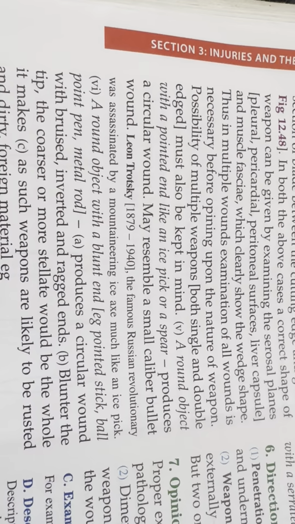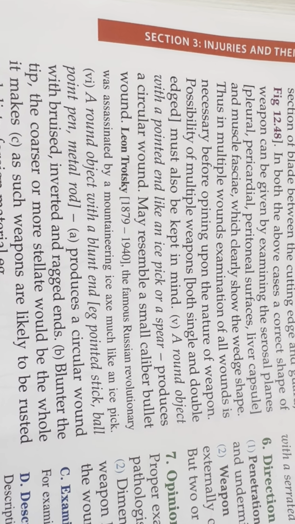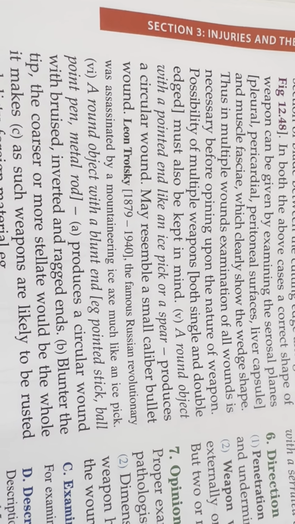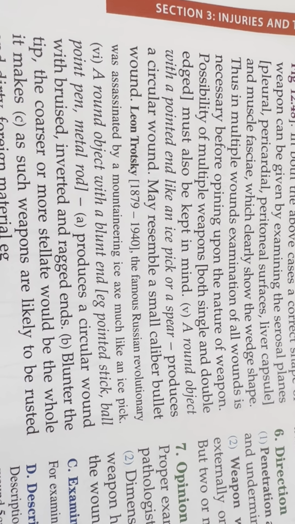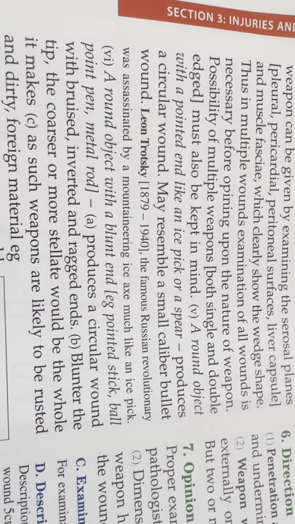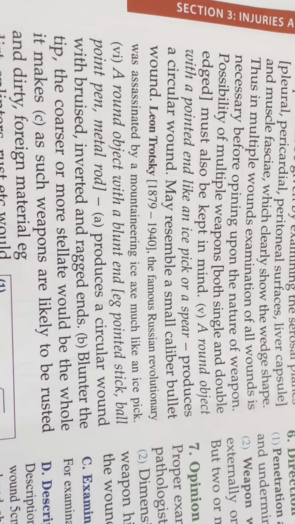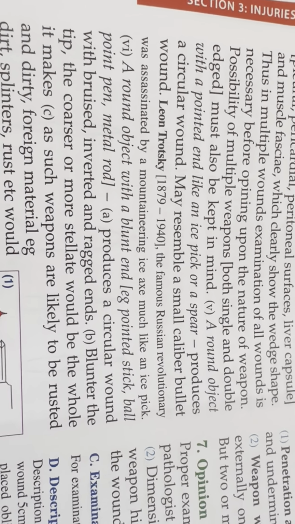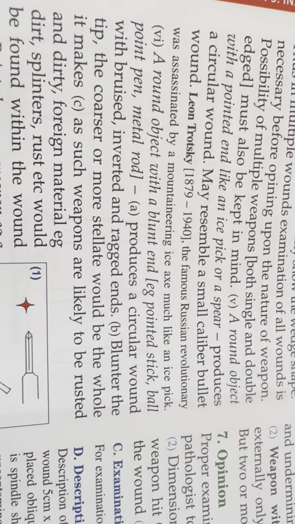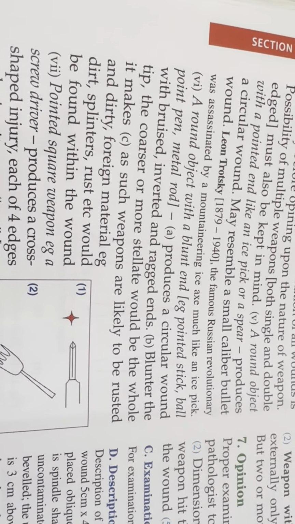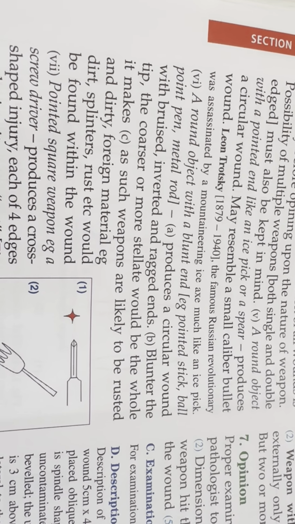A round object with a pointed end, like an ice pick or spear, produces a circular wound and may resemble a small caliber bullet wound. Leon Trotsky, the famous Russian revolutionary, was assassinated with a mountaineering ice axe, much like an ice pick, a rounded object with a blunt end and a pointed end.